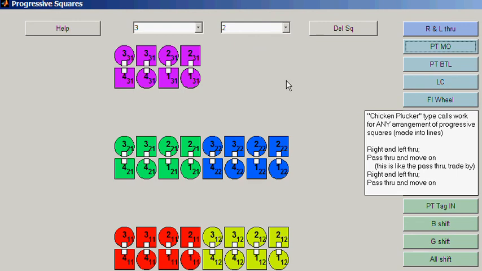Of course, this is somewhat dull because everything is working vertically and only the squares in the same column up and down the hall work with one another. But it turns out that there's a much more interesting generalization of the chicken plucker, and I'll talk about that in the next clip.